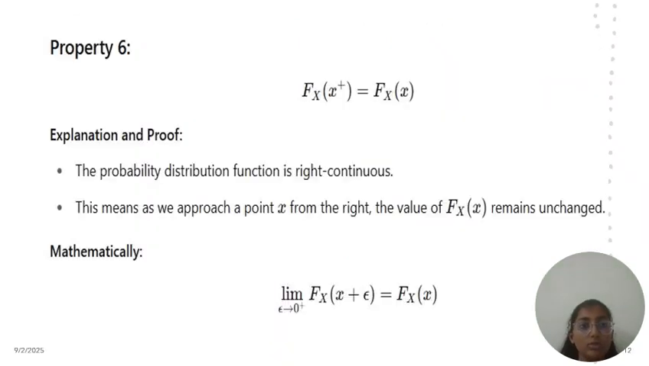Coming to our last property, it says that F_X of x plus equals F_X of x. It says that our value is not going to change. That means the distribution function is right continuous. If we approach a point x from the right, the value of F_X of x is not going to change, meaning it remains unchanged. Mathematically, it is given as the limit as epsilon tends to 0 plus of F_X of x plus epsilon equals F_X of x.